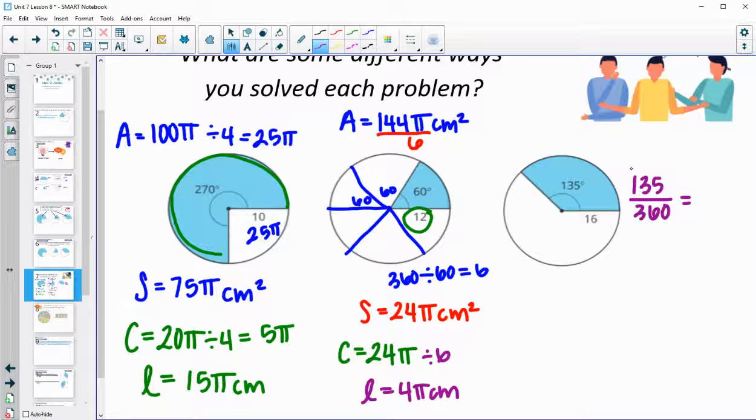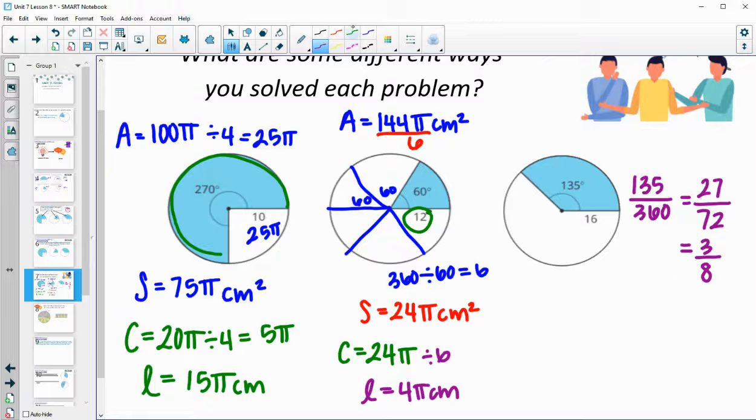So both of these divide by 5. So 135 divided by 5 is 27. 360 divided by 5 is 72. These divide further. They both divide by 9. 27 divided by 9 is 3. 72 divided by 9 is 8. So you end up with 3/8 of the circle.